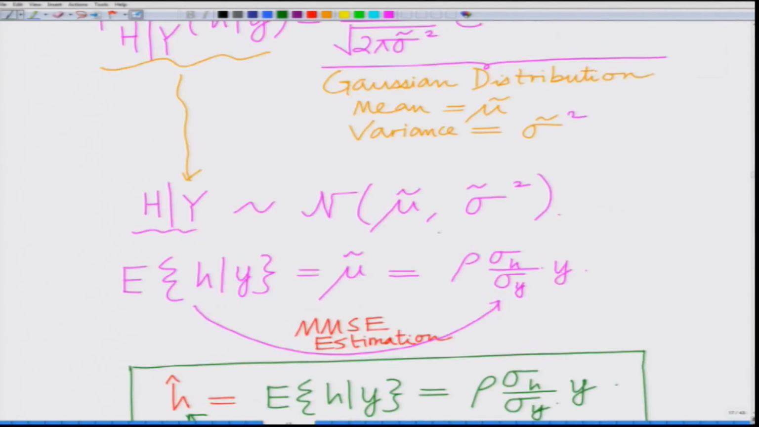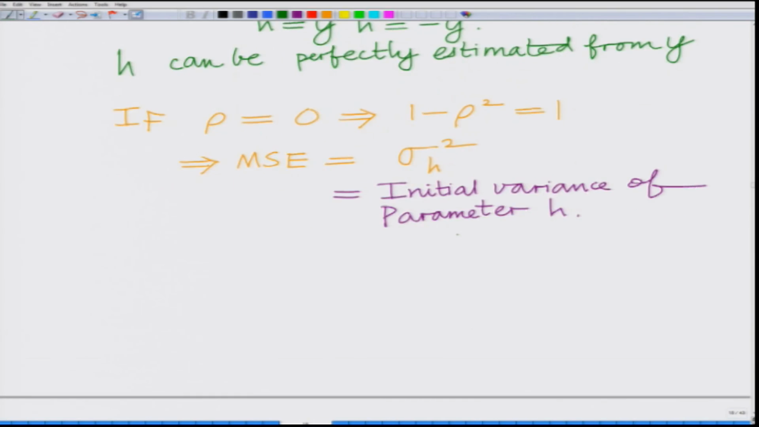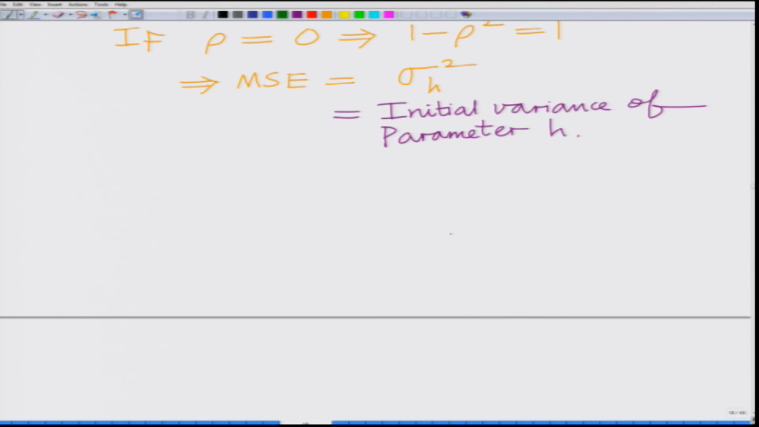Let us define sigma h square as the expected value of h square, which equals sigma h square, which equals r h h.